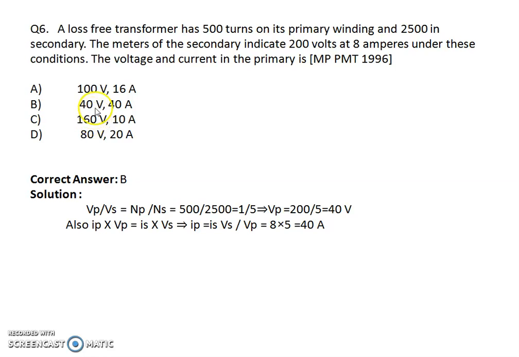In case there is another option with the same value of voltage, that is 40 volt, and then 10 ampere, then you have to find out the value of IP, and that we can find out by using the formula of efficiency, because output upon input into 100% is called the efficiency. Since it is the ideal transformer, which is a loss free transformer, output power is exactly equal to the input power, and therefore IP into VP is exactly equal to IS into VS. So from this relation we can find IP, which is equal to IS into VS upon VP. So that is 8 into 5, which is equal to 40 ampere.